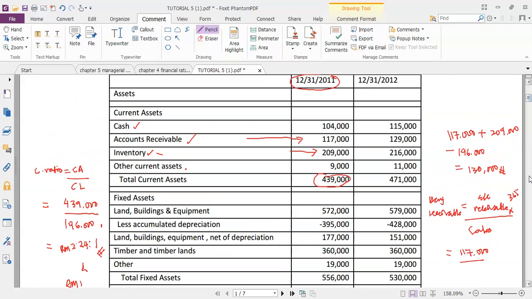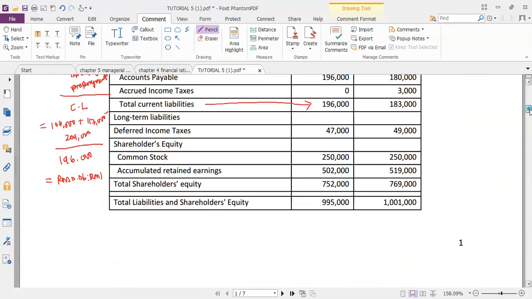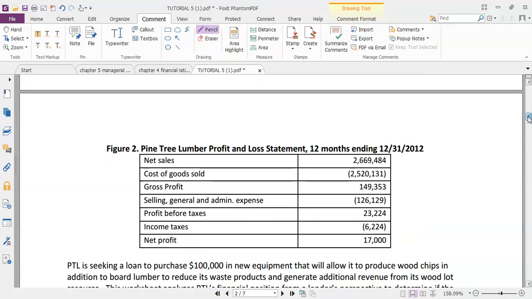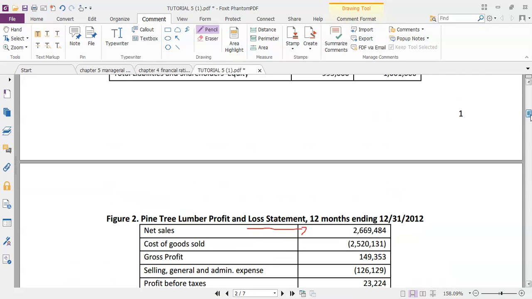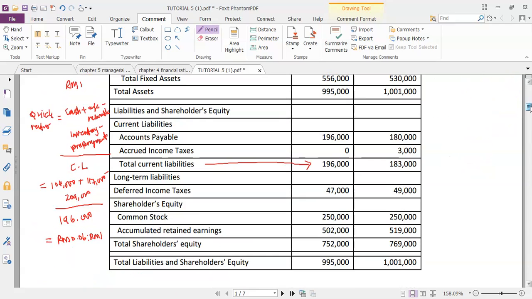Okay, how much is our sales? Let's look at the question. You should choose net sales. Given the net in the profit and loss, it is net sales. Okay, 2,669,484. My goodness, that's so much.